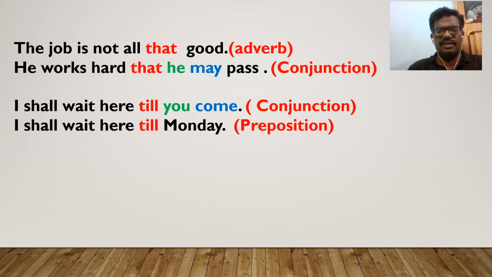In the second set, after the word till, we find a clause that is subject plus verb, that is you plus verb come. So here the word till is called a conjunction. In the second sentence, after the word till, we have a noun phrase that is Monday. So the word till is here called a preposition.